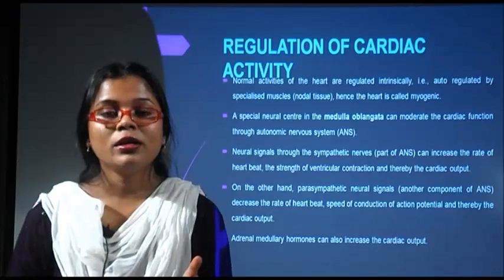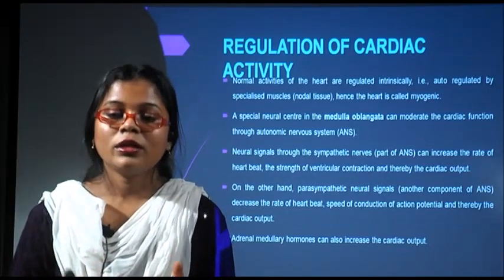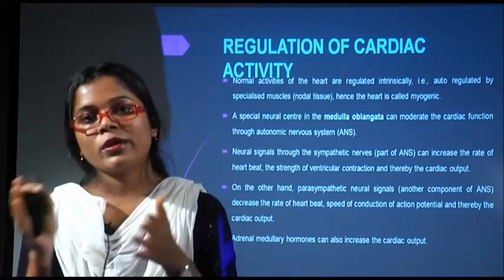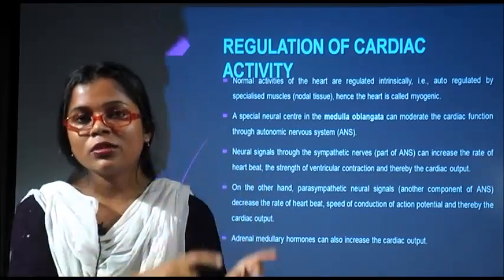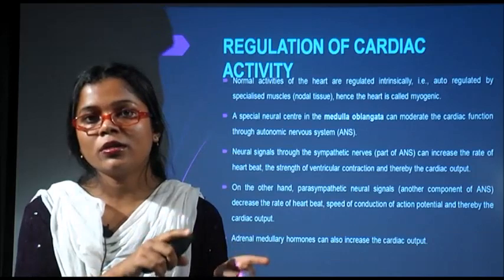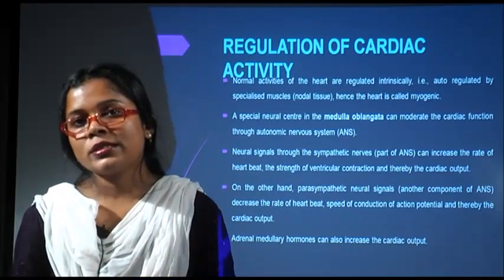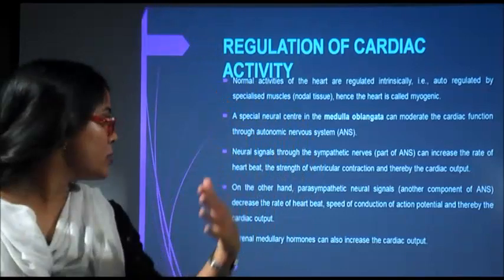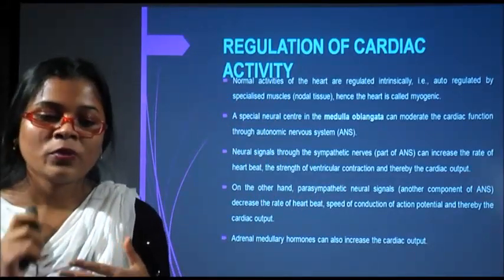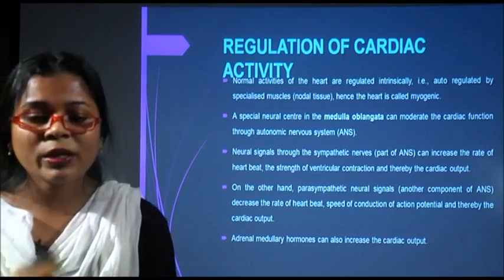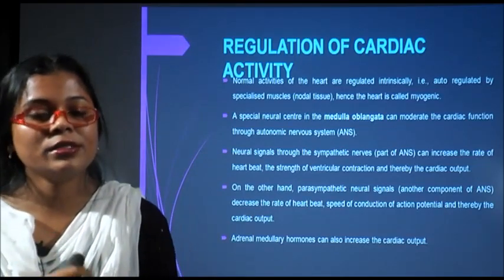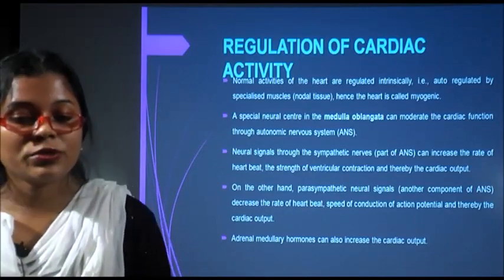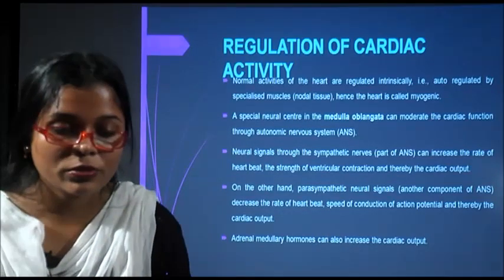On the other hand, the parasympathetic neural signal, okay, opposite of sympathetic is parasympathetic actions, means the actions governed by the sympathetic nerves are opposed by the parasympathetic actions. The parasympathetic neural signal decreases the heart rate, the speed of conduction of action potential and thereby cardiac output.